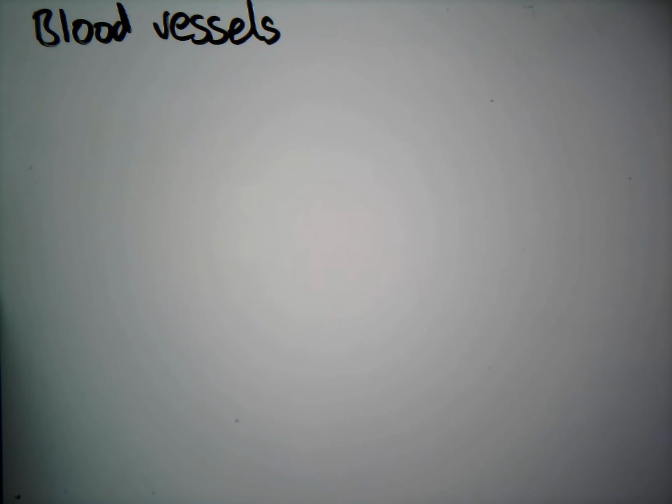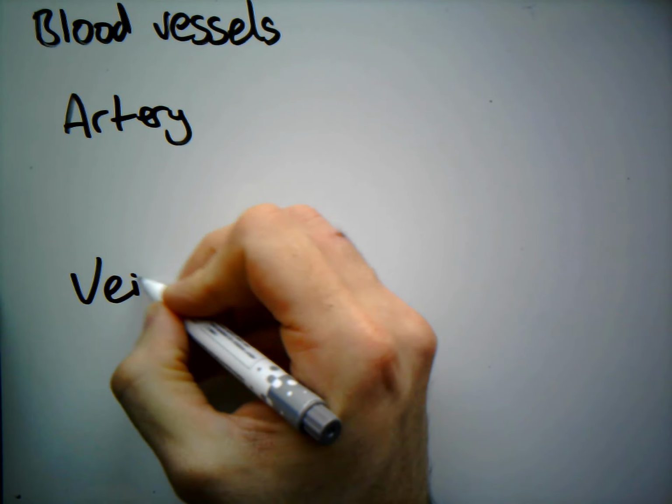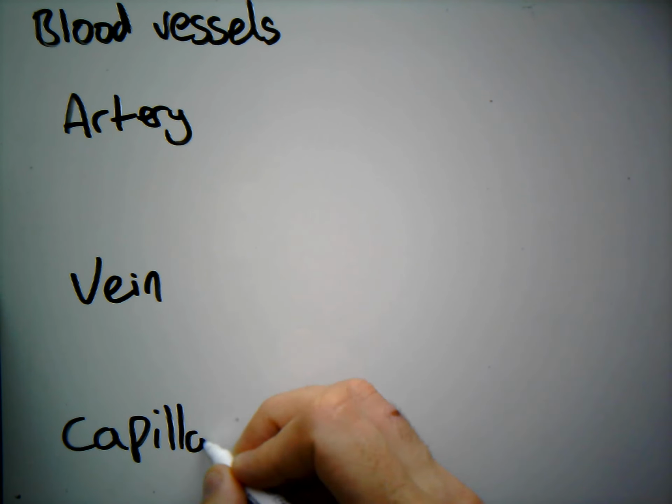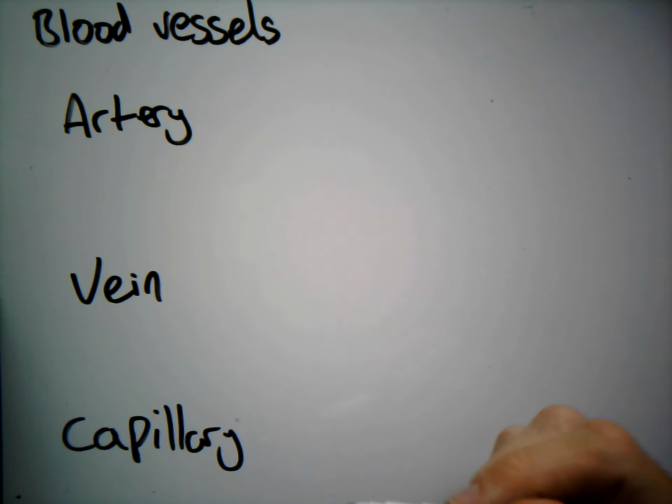Hi everyone, so today we're going to be looking at the three different types of blood vessels. There's three blood vessels that you need to be aware of in your body and how they're different from each other and what they do. So our three blood vessels are our arteries, our veins, and our capillaries.